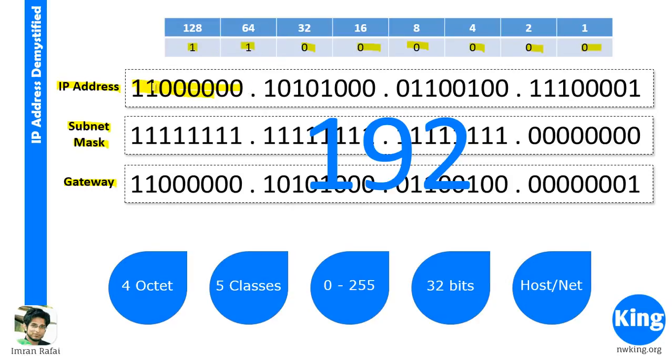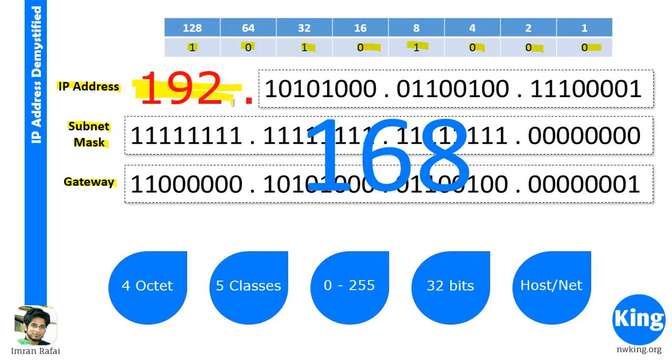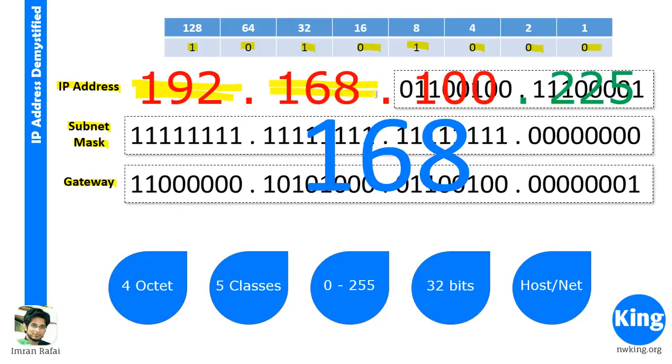So we could replace 11000000 with 192, which is nothing but a decimal representation of that number, and it's a much easier number for us to remember. Similarly, we could convert the next octet, that is 10101000, which is nothing but if you add 128 plus 32 plus 8. So 128 plus 32 plus 8 is 168, and we can represent this octet as 168.